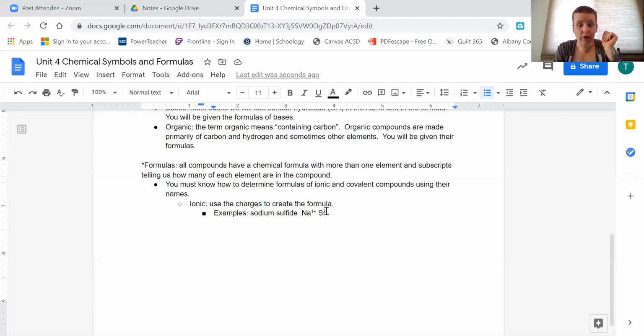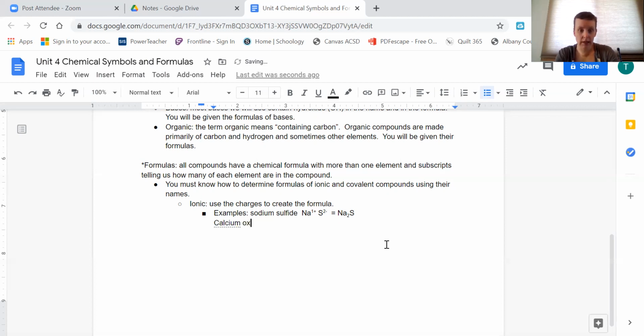Then we do the same thing for sulfur. The number part of sulfur's charge is going to come down and be a subscript for sodium. So when we write this formula, we're going to get Na with a subscript 2, and then S with a subscript of 1, but we don't write ones. So Na2S is the formula for sodium sulfide. Sodium is a +1. We need 2 of those to balance a -2 charge from sulfur. So that's our formula. Let's do another example.